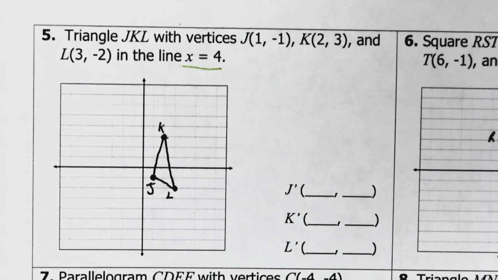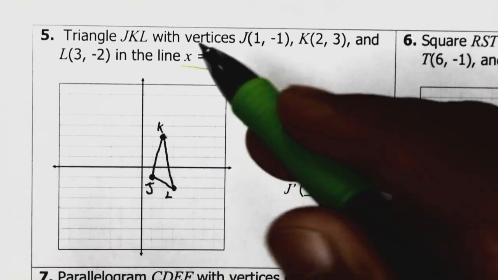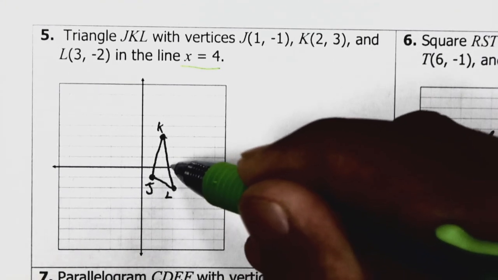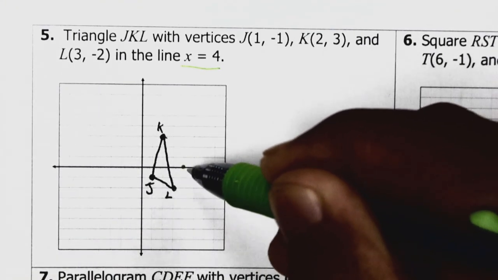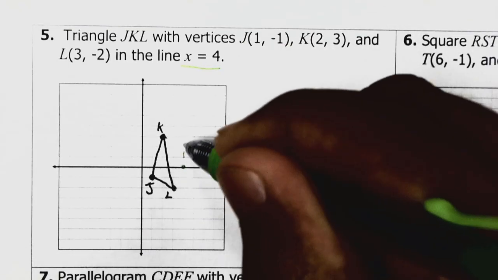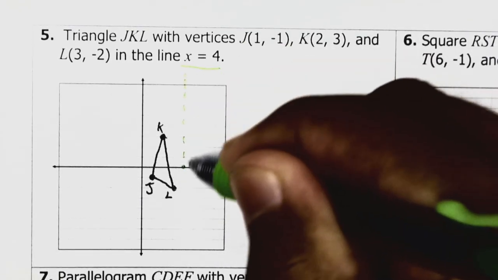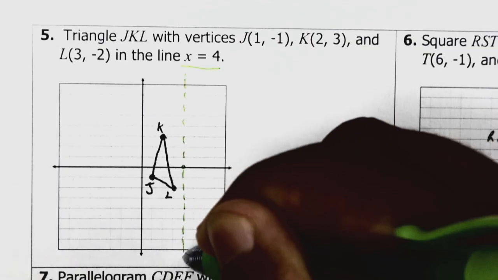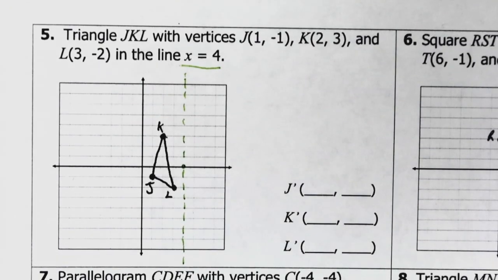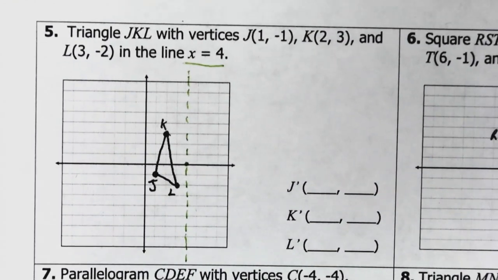So what that means is that it's going to be a vertical line. So to find where the line is, you're going to go to x equals 4, which is right here. And then all you have to do is just imagine this line right here. And that's going to be your line of reflection. So it kind of works the same way as we did with the x and y axis. All you're going to do is just count the distance each point is from that line, and then all you have to do is just put the point on the opposite side, that same direction.